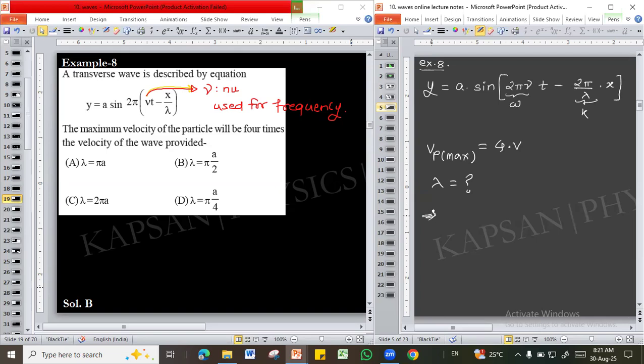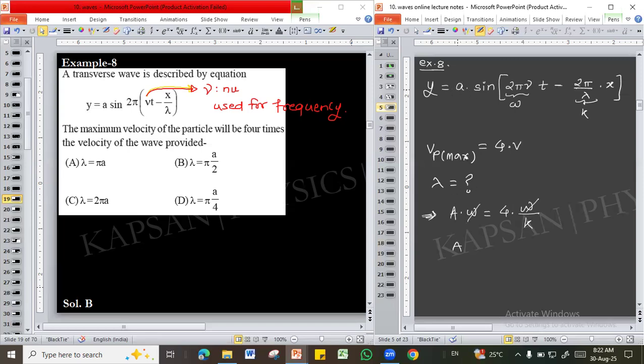So let us solve this. What is maximum particle velocity? It is oscillating, so its maximum velocity will be A omega. That will be 4 times the wave velocity. Wave velocity is coefficient of time upon coefficient of x. It is omega upon k. So I can cancel out this. So I need lambda. I have to keep this A as it is.